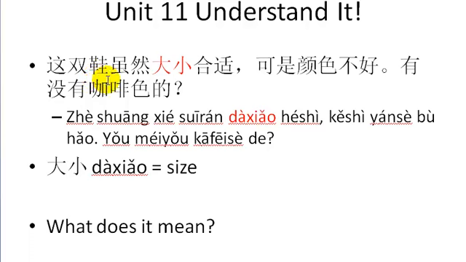这双鞋虽然 You remember you learned this 合适 previously. It means suitable. Okay, so 虽然这双鞋虽然大小合适，可是颜色不好，有没有咖啡色的? Okay, so pause and write down what you think this means. It's a little tricky, but you can get it.